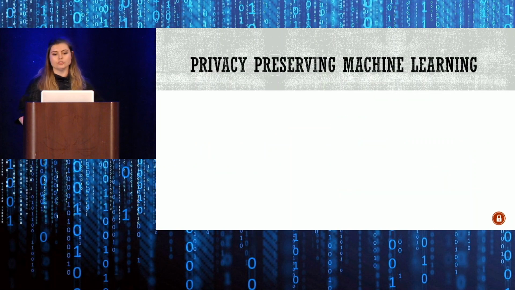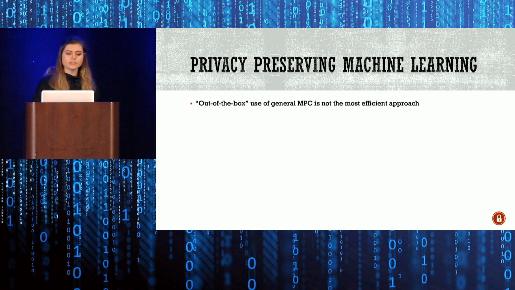And as I promised to you, some of the examples that I want to cover here are coming from privacy-preserving machine learning, which is another area that I think is a very high use of such techniques. And here I want to start with the statement that if you want to get the most efficient approaches for privacy-preserving machine learning, probably out-of-the-box use of secure computation techniques is not the right approach.